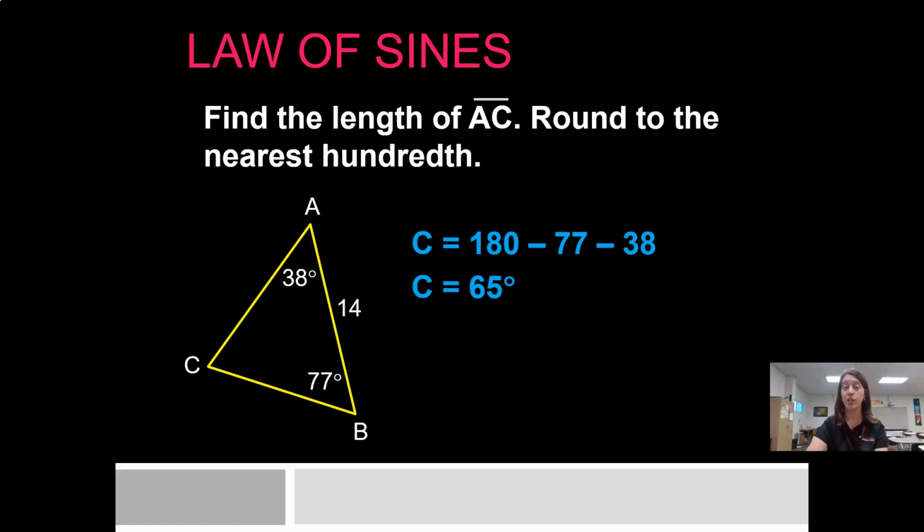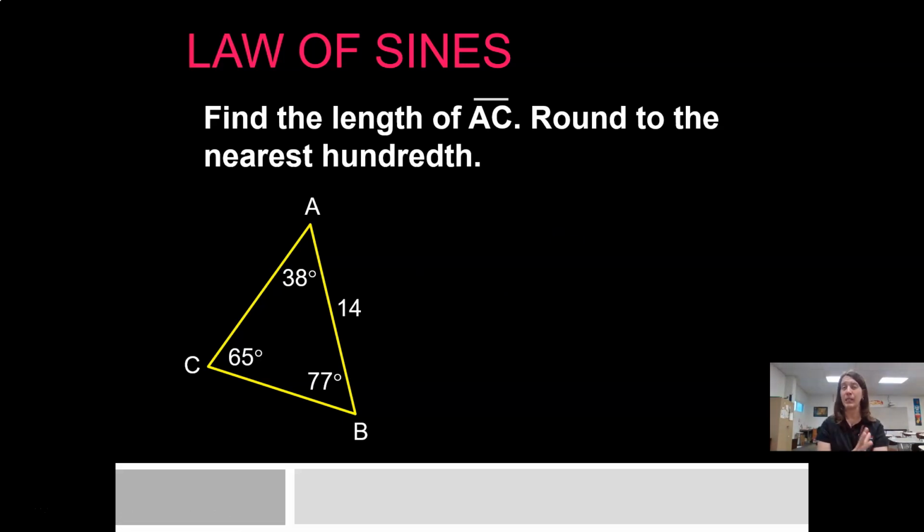Again, why did I need to know that? Because if I'm going to use the law of sines, I have to have a complete ratio, and I didn't have one, but I was able to find one by knowing the measurement of angle C. So back in my picture, I'm going to put that 65 degrees that we just came up with in our problem.